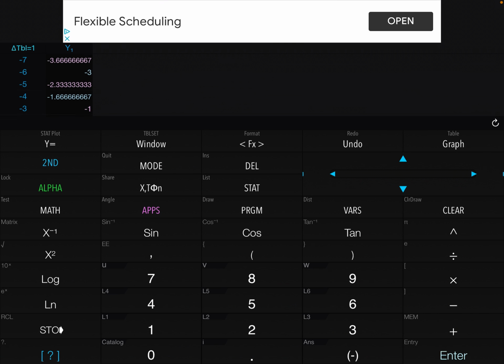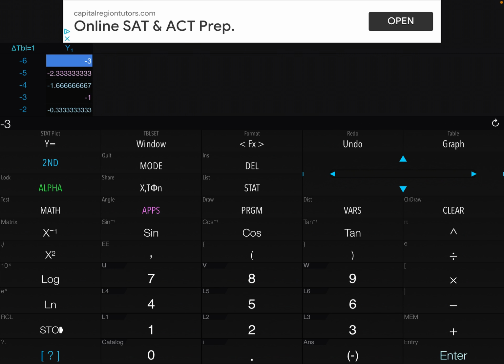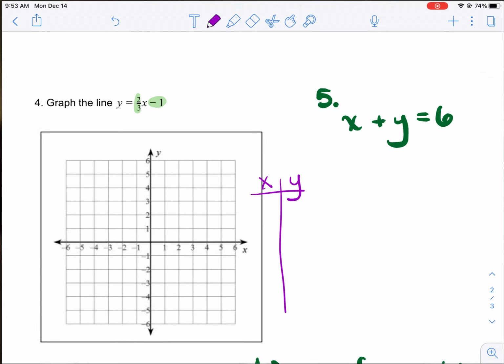This one's a little tricky because do you notice how there are some ugly decimals here? We don't want to use those, but we do want to do 2 negatives and 2 positives. So I see that -6 goes to a nice -3, so I'm going to pick that one.